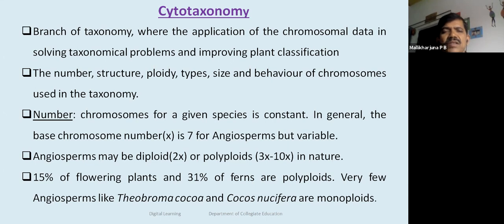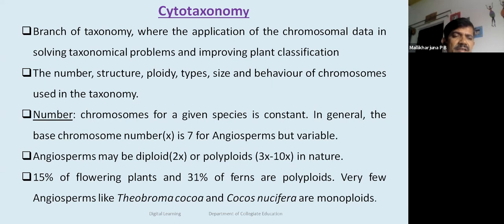The chromosome number for a given species is constant. You take any species, the number of chromosomes is constant among the individuals. For example, in human beings, 23 pairs or 46 chromosomes are usually present in all human beings, irrespective of race. The same condition applies to plants as well. In general, the basic chromosome number in most angiosperms is 7, but it is variable. Basic chromosome number denotes one set of chromosomes.